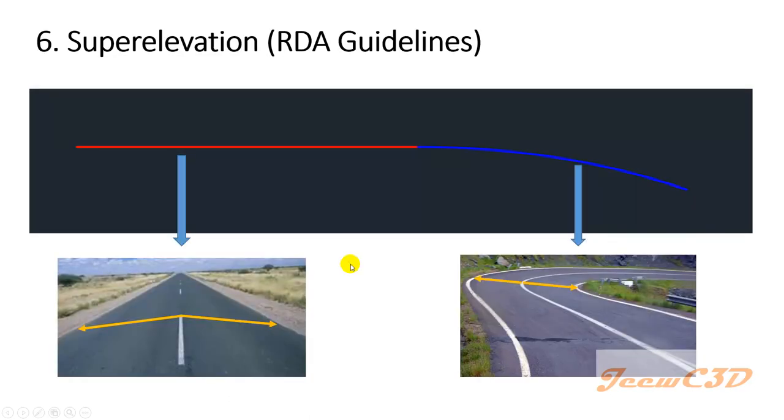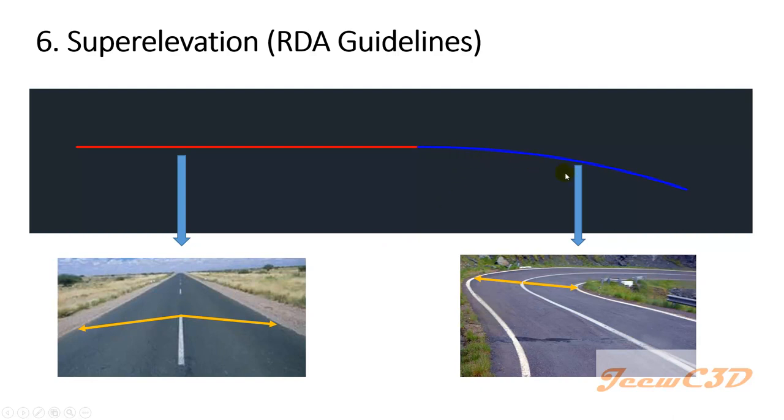Here in this section we are looking at the super elevation according to RDA design guidelines. If you think this is a plan view of the road, this red part is a straight section, and this blue section is a curved portion. In the straight section you have a road of this kind. You have slopes on both sides of the road from the center line. You call this the normal cross fall.